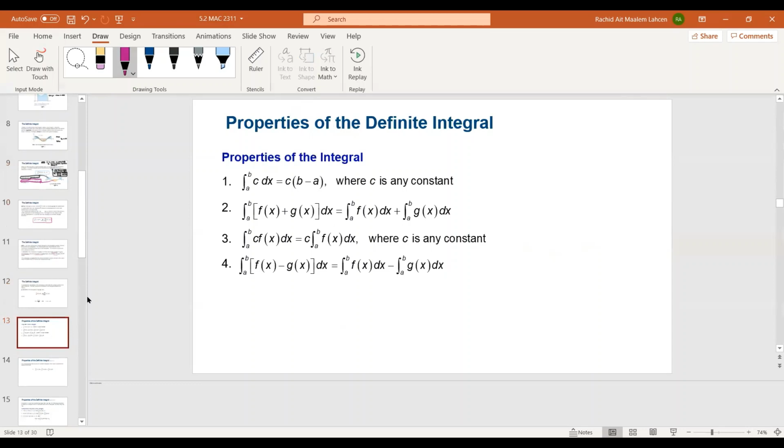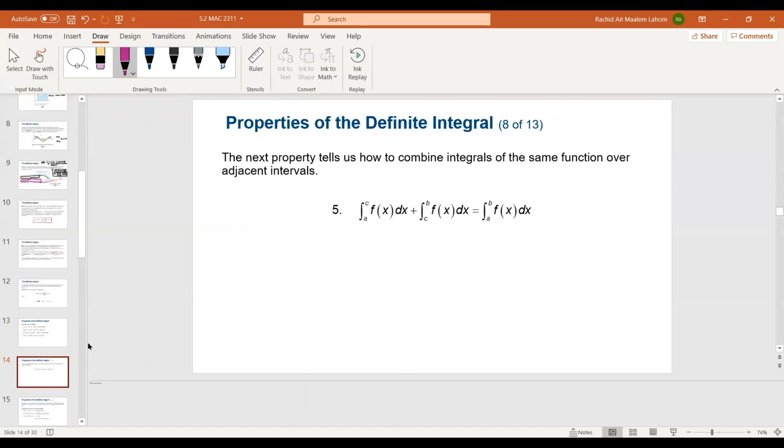So here you have some properties that we'll be using, and they are useful. The first one, if it's just that constant, and if you have a sum, then you can spread it as a sum. If you have a multiple, then you can use the multiple outside. If you have a difference, you see these are parts. If you have A to C and C to B, for example, then you can transition from A to B, of course, given that this is integrable there.